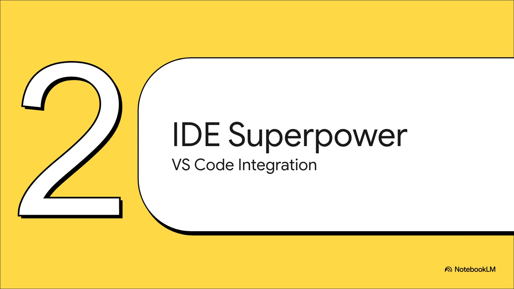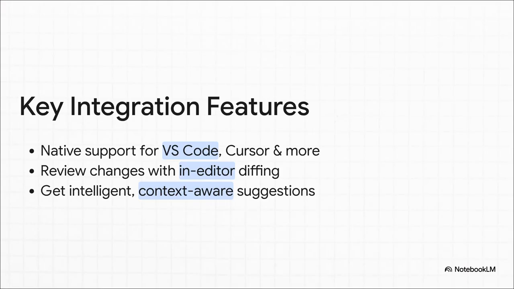Now, let's move on to the next major update, because this builds on that planning power by bringing it directly into the place most of us live all day, our IDE. We are talking about some seriously seamless VS Code integration. So what does this mean in practice? Well, you get native support for VS Code, of course, but also for other popular editors like Cursor. You can run Gemini CLI right there in the integrated terminal, and this is huge.